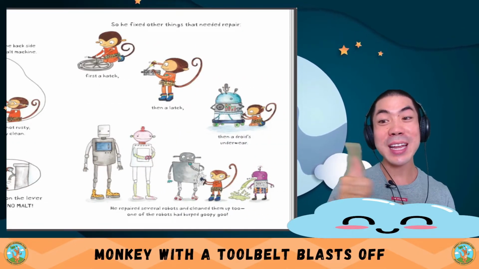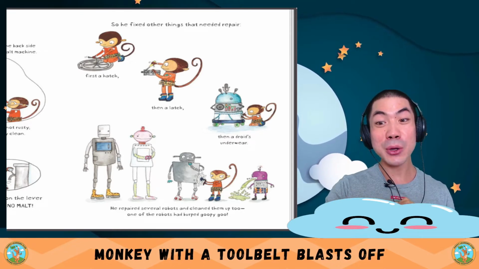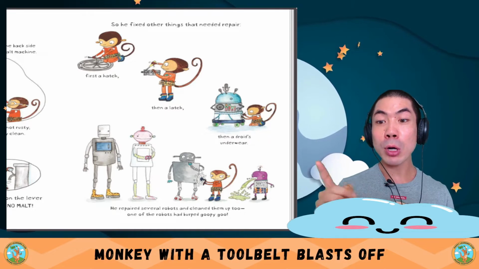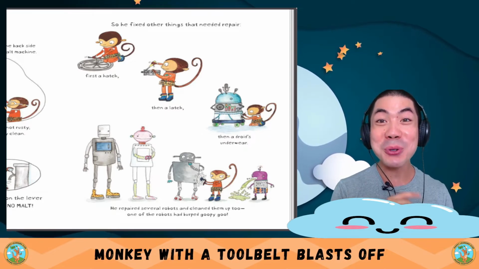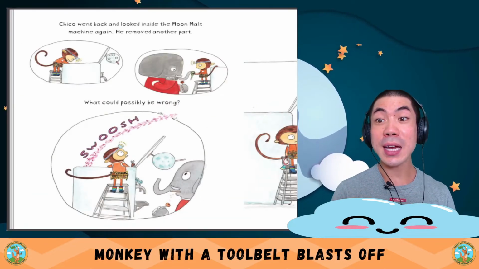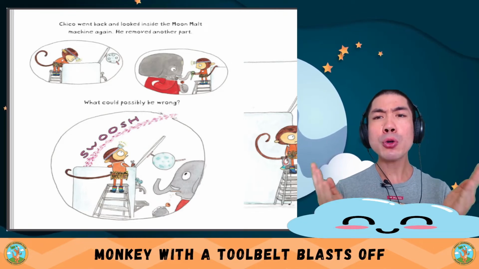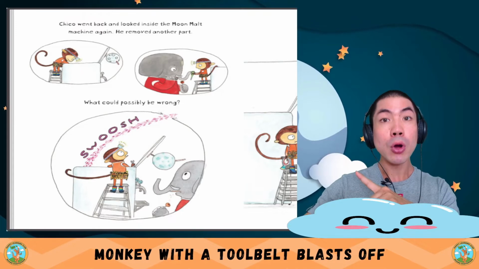So he fixed other things that needed repair. First a hatch, then a latch, then a droid's underwear. He repaired several robots and cleaned them up too. One of the robots had burped goopy goo. Chico went back and looked inside the moon melt machine again. He removed another part. What could possibly be wrong?